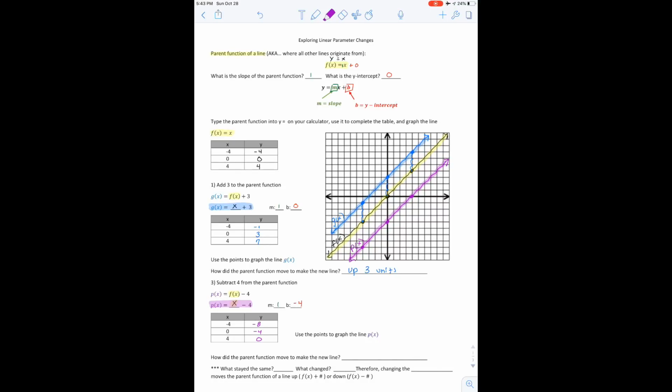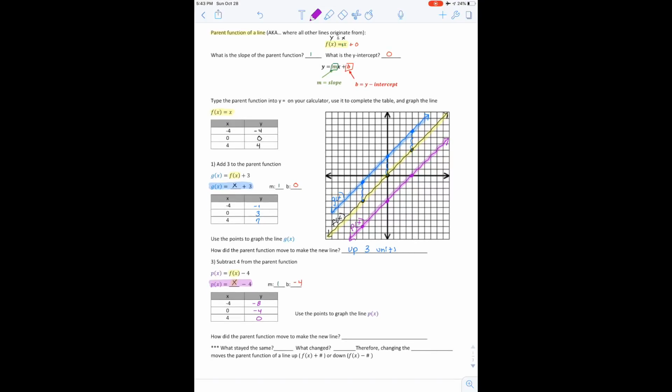All right. So now the question down here, how did the parent function move to make the new line? So from the yellow line to the purple line, how do we get to that purple line? We're going to move down 4 units. Each point this time went down 4. So you can look at this one, 1, 2, 3, 4. 1, 2, 3, 4. 1, 2, 3, 4. So each time every point was moving down 4. So that whole line was shifted down 4 units.